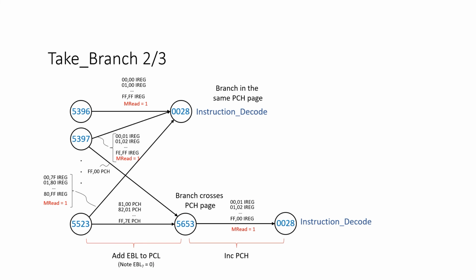So now for rules 5396 to 5523, we read the value in PCL and write back the value of PCL plus EBL. If this sum is less than 256, then we go to rule 28, but if it's greater than or equal to 256, then we go to rule 5653, which has the effect of incrementing PCH. Then after that, we go to rule 28.